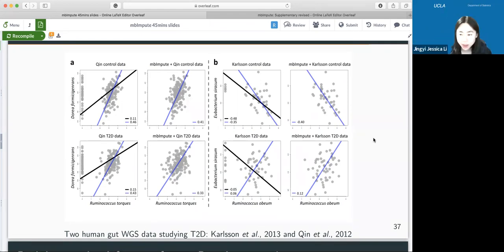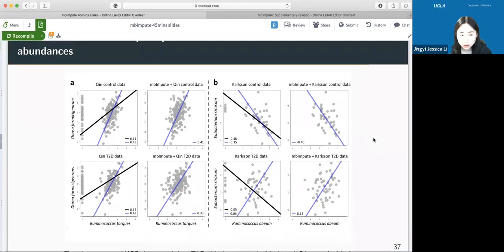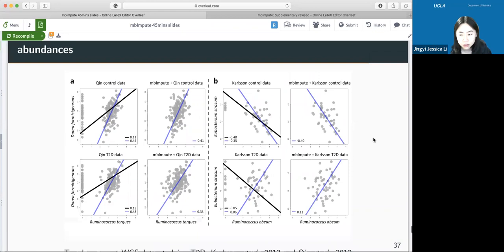Just how you calculate the correlation. Did you only use the non-zero counts, or did you use all the counts? If you only use the non-zero counts, the linear regression line between the two taxa will be the blue one. If you use every data point, it will be the black one.